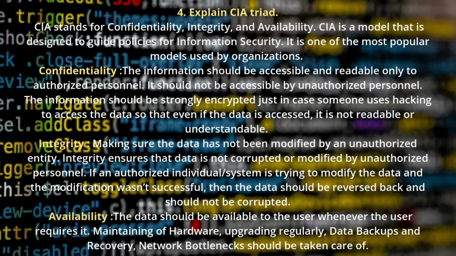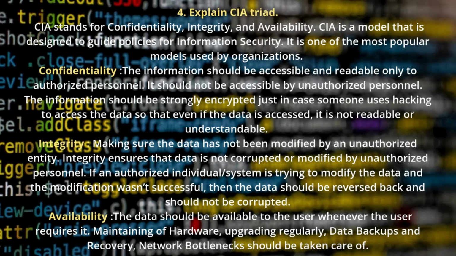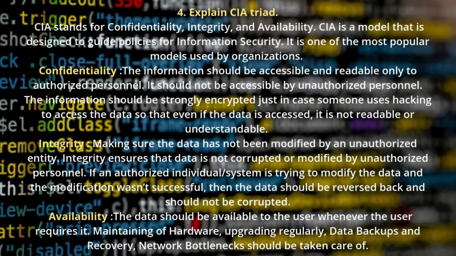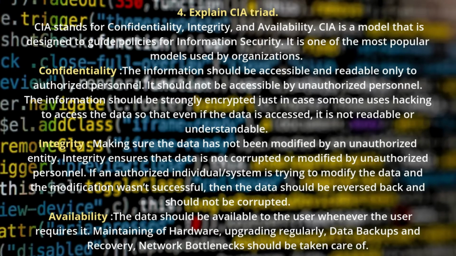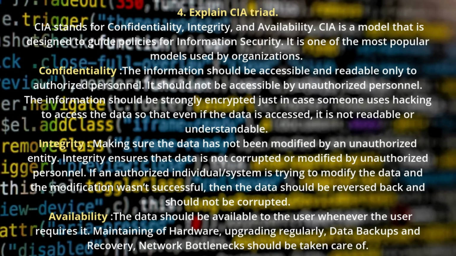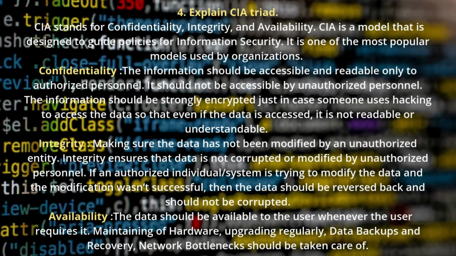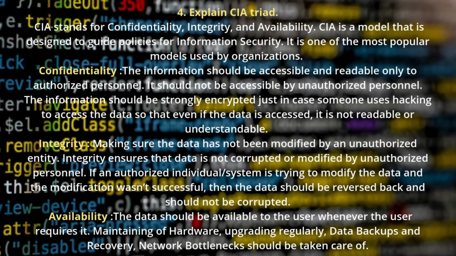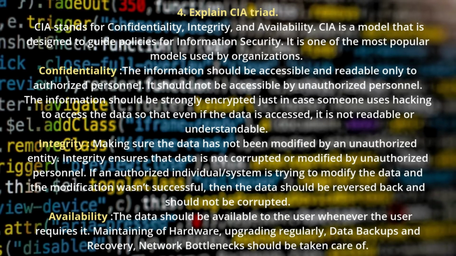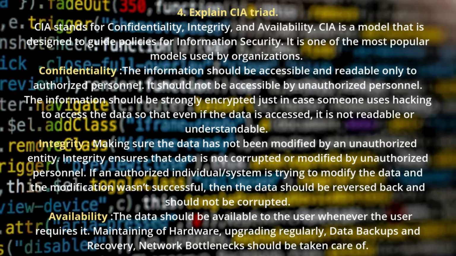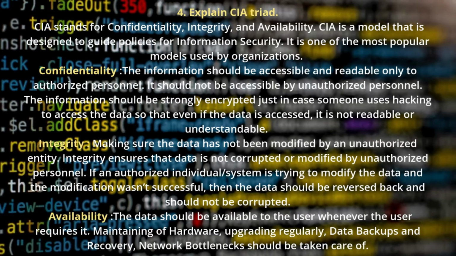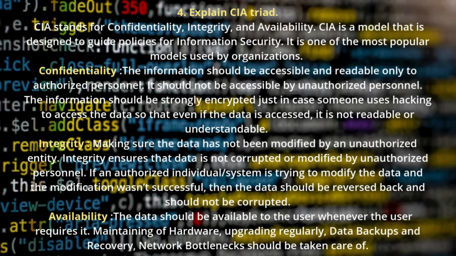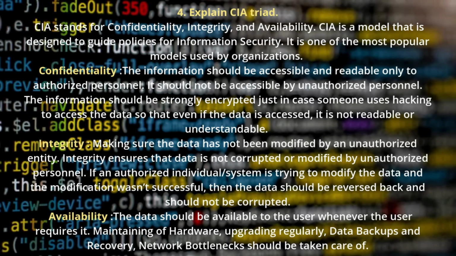Integrity. Making sure the data has not been modified by an unauthorized entity. Integrity ensures that data is not corrupted or modified by unauthorized personnel. If an authorized individual or system is trying to modify the data and the modification wasn't successful, then the data should be reversed back and should not be corrupted. Availability. The data should be available to the user whenever the user requires it. Maintenance of hardware, regular upgrading, data backups and recovery, and network bottlenecks should be taken care of.